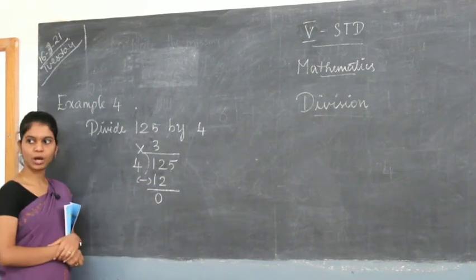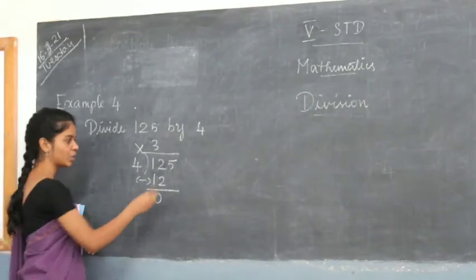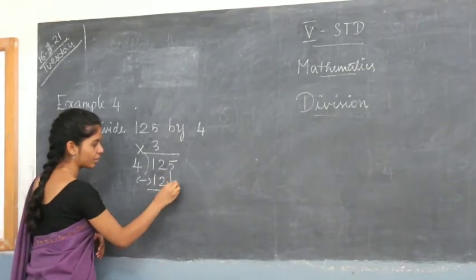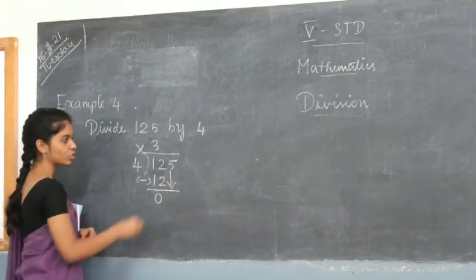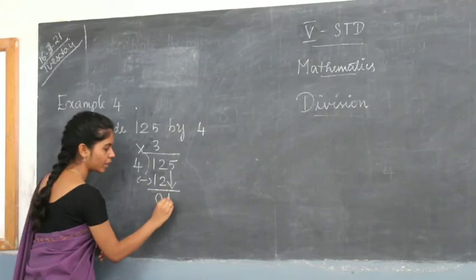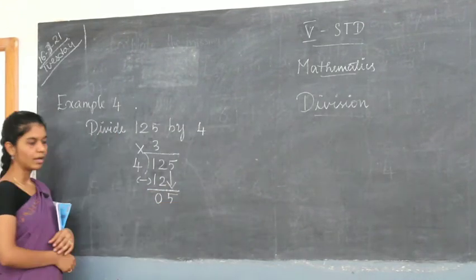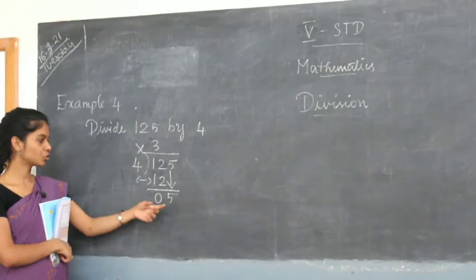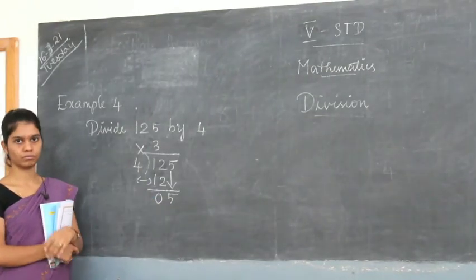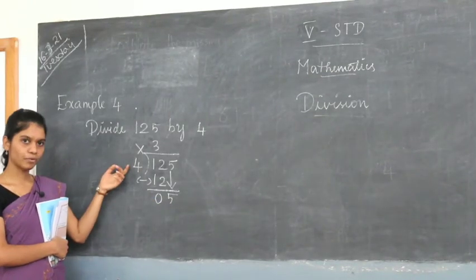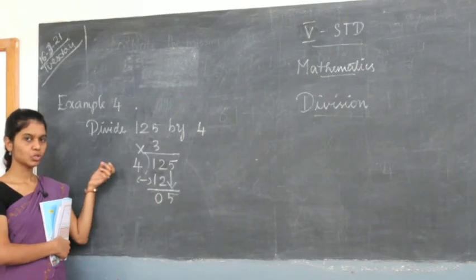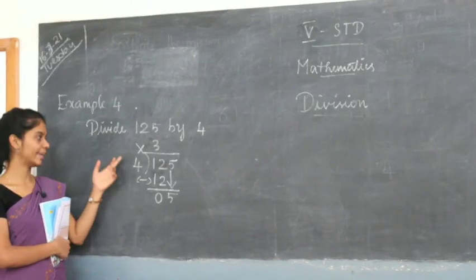So what you should do now? Usually what you will do? You will get this 5 down. So if you get 5 down, you will write 5 here. Now what you should do? You should compare this 5 with 4. 5 is greater than 4. So what you should do? You should start telling 4 table.